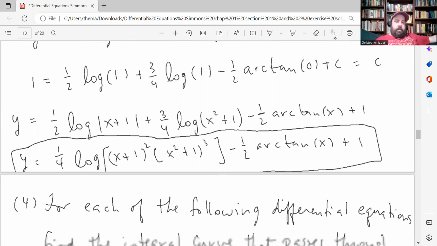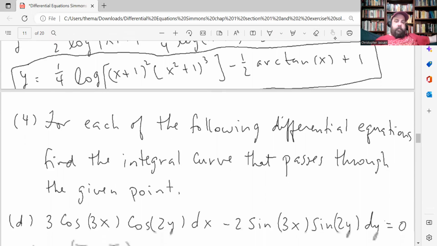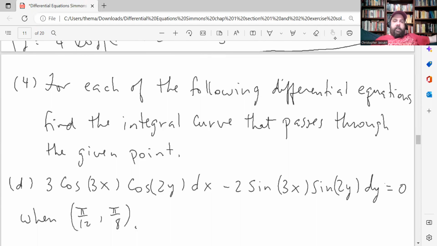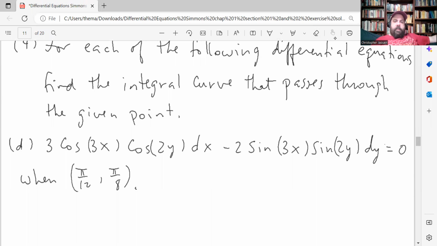All right. For question number 4, for each of the following differential equations, find the integral curve that passes through the given point. Again, we have this differential equation that we need to solve, and the point that we want the integral curve to pass through is the point pi over 12 comma pi over 8.